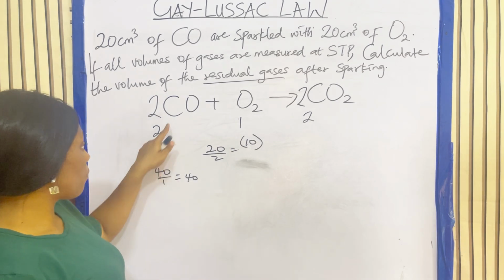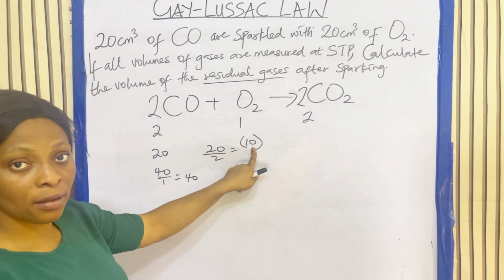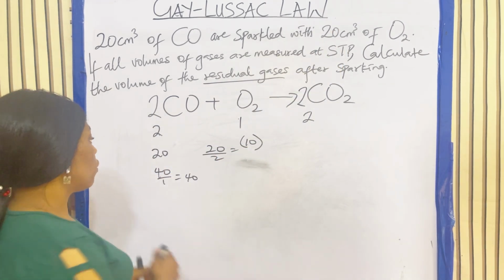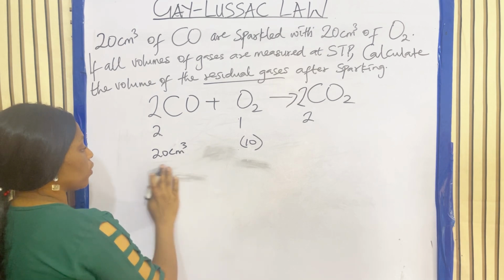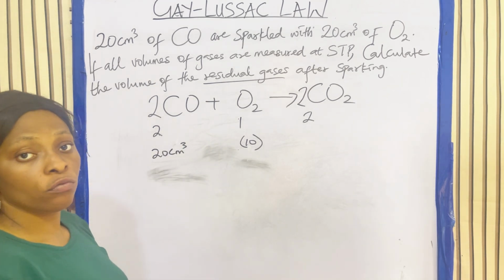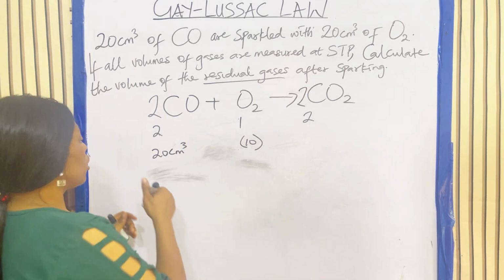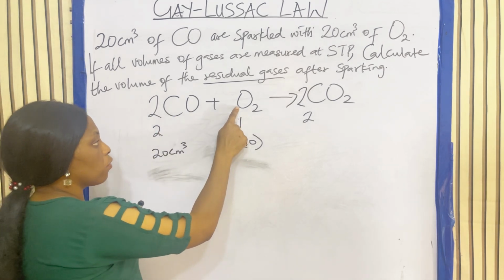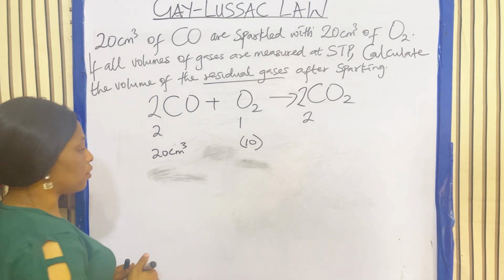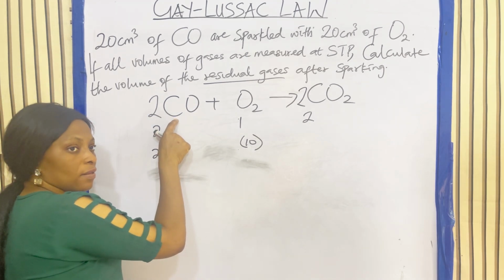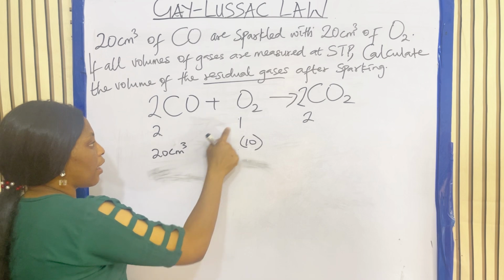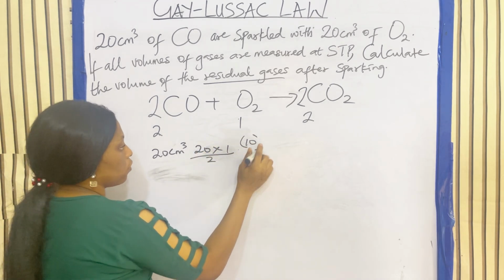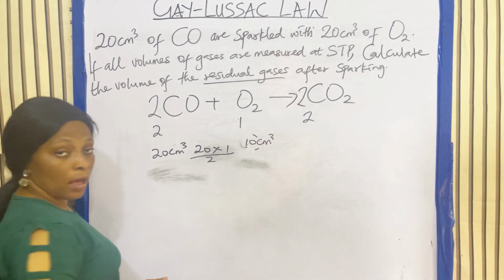But if you look at 20 cm³ of carbon 2 oxide, you discover I gave you 10. And it is still within the values that you were given. So which one are you going to use? You are going to use 20 cm³ of carbon 2 oxide. So if 2 cm³ of carbon 2 oxide is equal to 1 cm³ of oxygen, 20 cm³ of carbon 2 oxide will give us what? 20 times 1 divided by 2. And that will give us what? 10 cm³. Are we together?